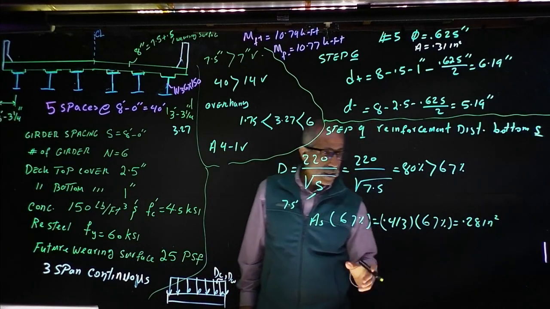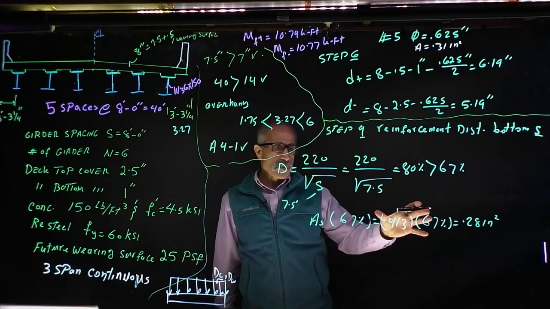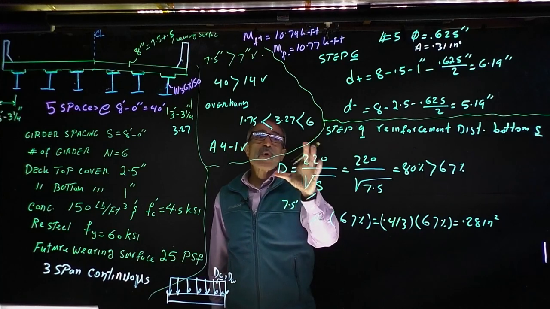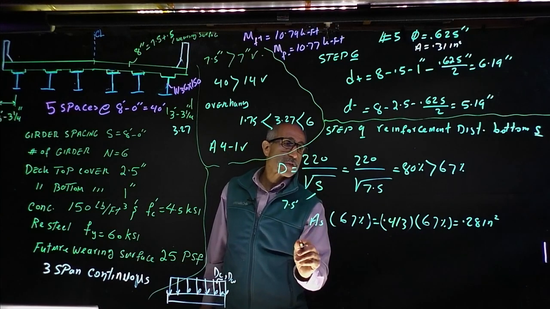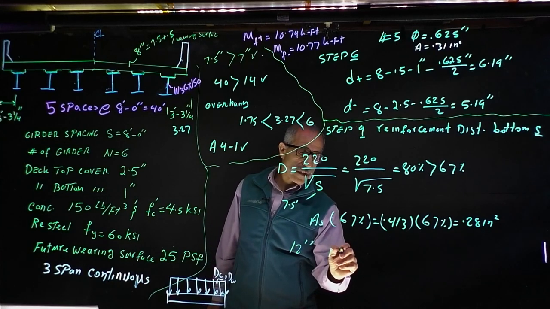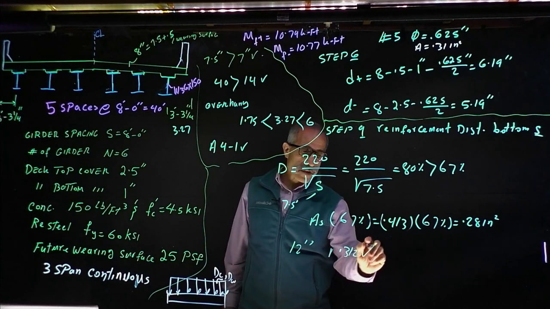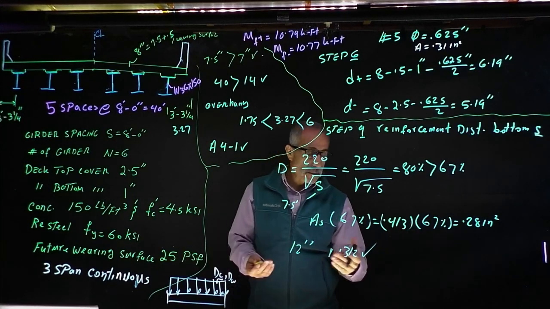Then we can say, okay, that's the distribution factor, that's the minimum, so we can go ahead and use a 12 inch, which came out to 0.31 inches. So if you use 12 inch spacing, our distribution factor is 0.312, which we calculated at the beginning here, so that checks out. We can use 12 inch at the bottom mat.